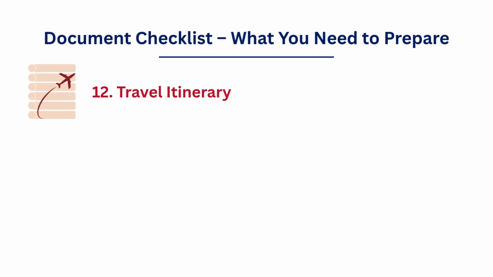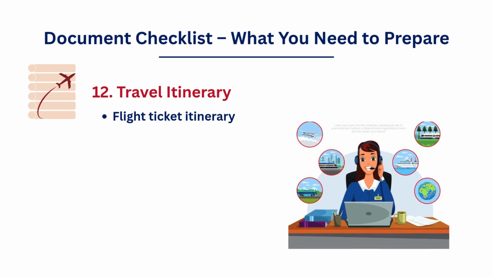Travel itinerary. For your travel itinerary, you need to give a copy of your flight ticket itinerary. But do not buy the flight ticket. You can get a flight itinerary from any travel agency or flight ticketing office without booking the ticket.